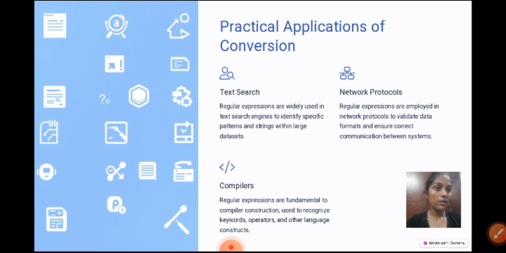Network protocols. Regular expressions are employed in network protocols to validate data formats and ensure correct communication between systems. When it comes to networks, the correctness of the data is very important for validating the data format and ensuring correct communication. If any one bit of data is interrupted, the whole network will be interrupted in its communication. That's why the practical application of conversion of finite automata to regular expression is used in network protocols as well as compilers. Regular expressions are fundamental to compiler construction, used to recognize keywords, operators and other language constructs.